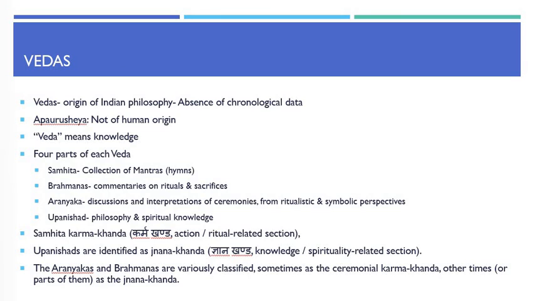Samhitas are regarded as karma kanda, that is, karma is action or ritual related section, and Upanishads are identified as jnana kanda, that is, knowledge or spirituality related section. The Aranyakas and Brahmanas are variously classified, sometimes as ceremonial karma kanda, other times or parts of them as jnana kanda. Let us first look at the Samhita.